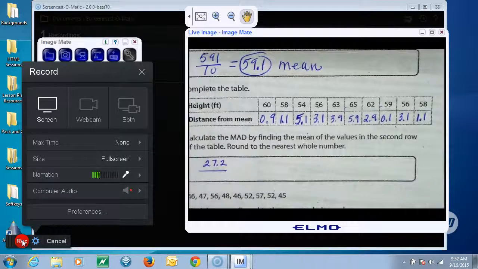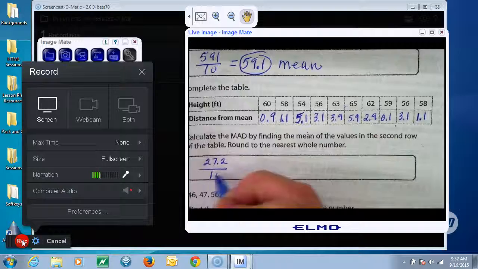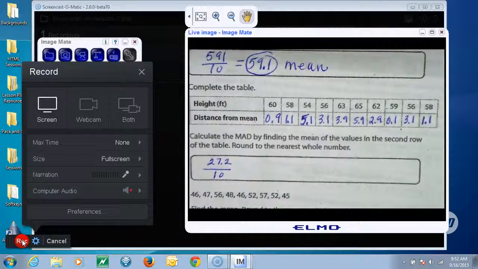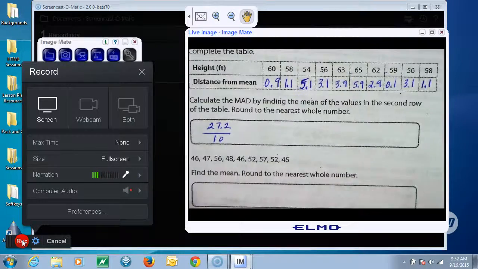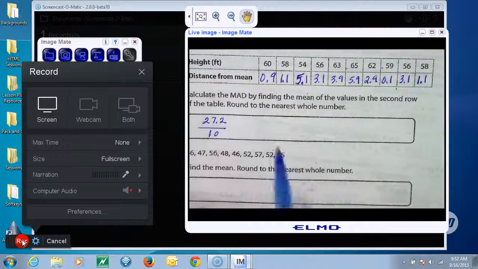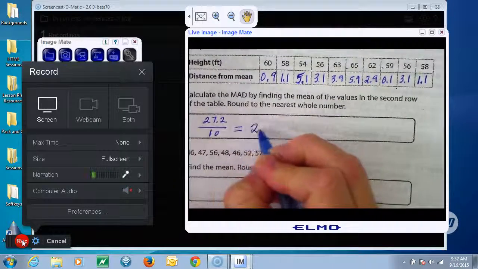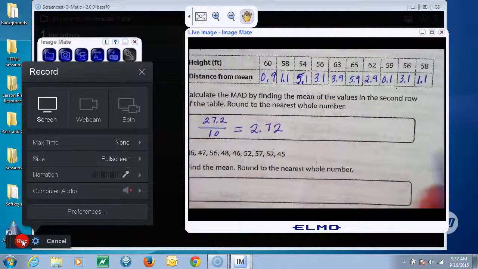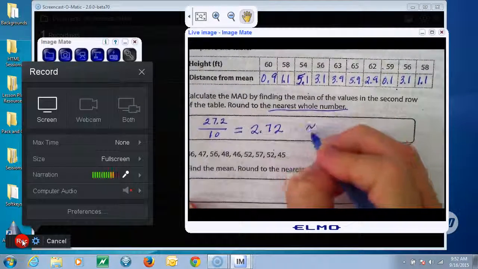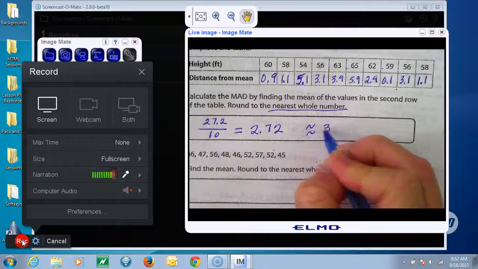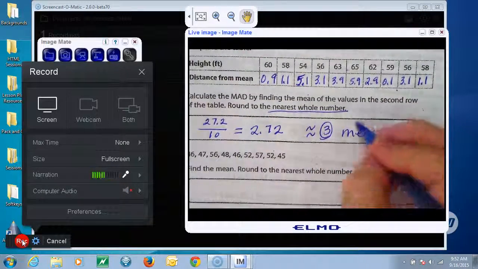Okay, 27.2 divided by 10. Why 10? There's still 10 numbers. There were 10 numbers a while ago. There's still 10 numbers. Do we need to divide by 10 on calculator? No, what is it? 2.72. Now, if we rounded that to the nearest whole number, it would be about what? 3.